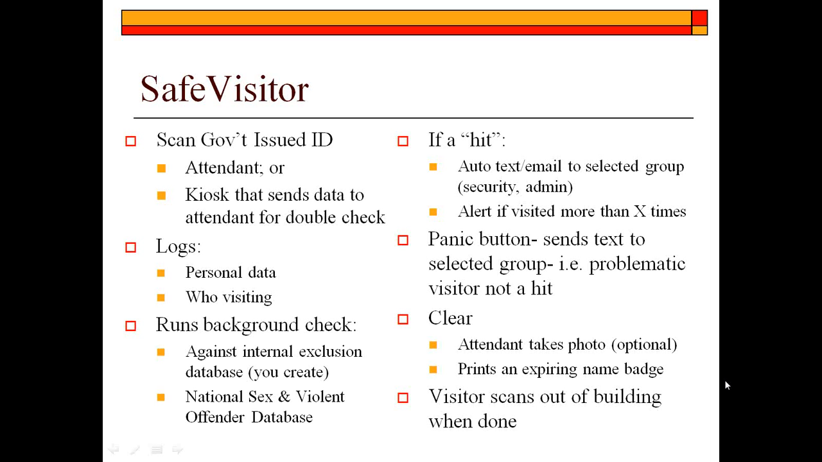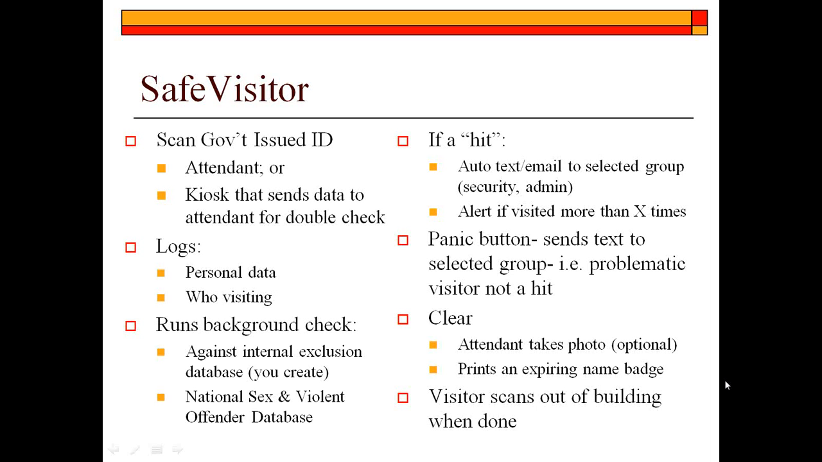And what this panic button does on the screen for your attendant, let's say they're having some problems. Somebody gets mad because they don't like the process. They get disruptive, and you're needing some assistance as the attendant. There's a button there. You push that button, and it sends an alert to that pre-selected panic group that would also get the automated alert if there was a hit.